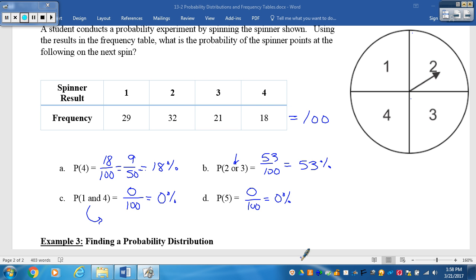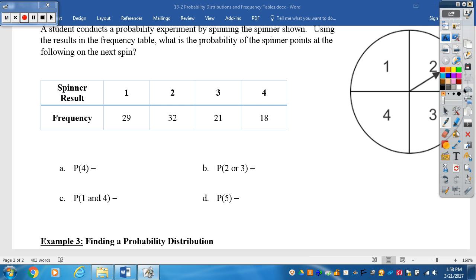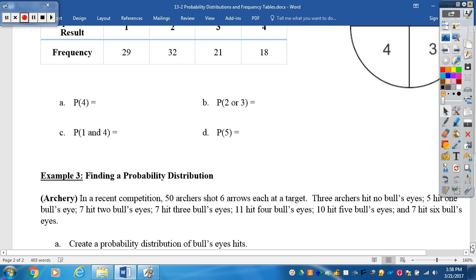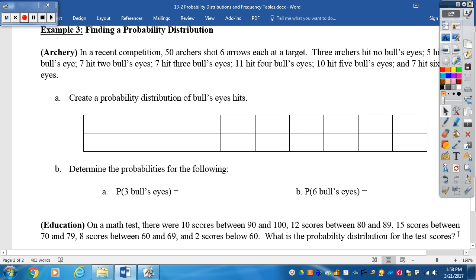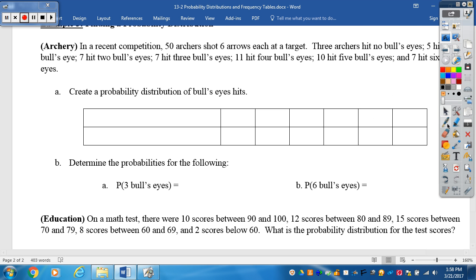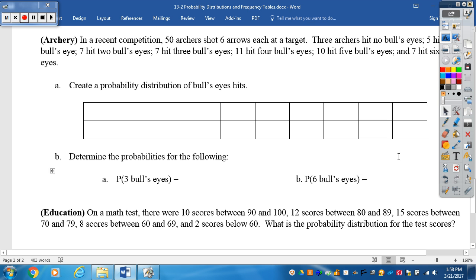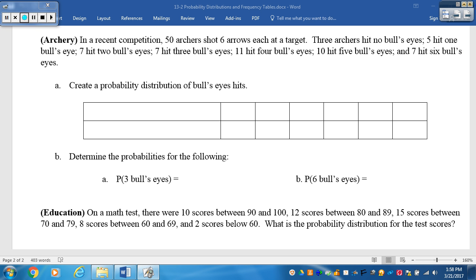All right, now, moving on to probability distribution. Let's take a look down here at this next problem. All right, so we're at an archery tournament, it looks like. Oh, didn't mean to do that. And there we go. Okay.